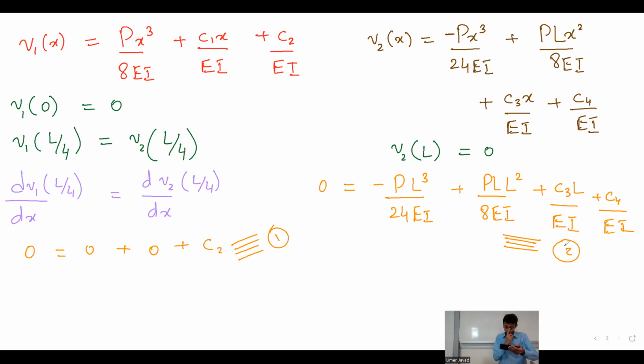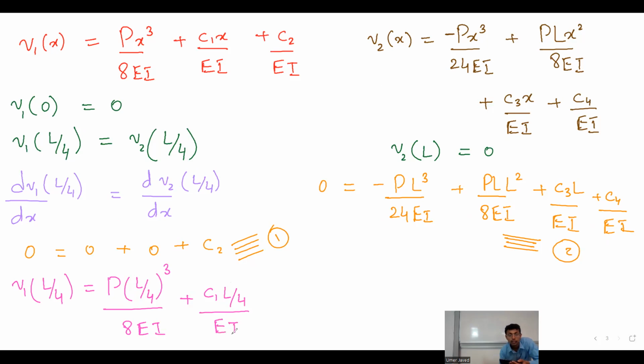Now we will take it one more step and I will start saying, let's say V1 at L by 4 will be P L by 4 power 3 divided by 8 EI, agreed, plus C1 L by 4. Make sure that I'm not making a mistake, by the way. It's easy to make a mistake for me. Divided by... Hassan is with us, right? Everyone is with us. Okay. Plus C2 over EI. I'm not even sure why I'm bothering to write C2. Do you agree? There is no C2, right? C2 is 0.